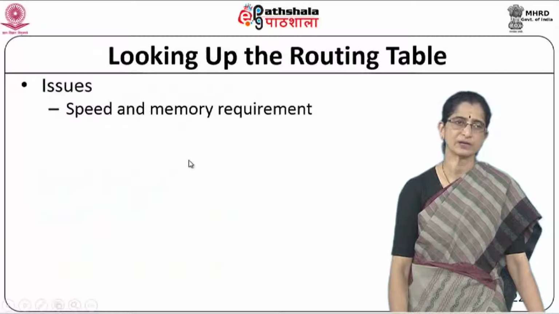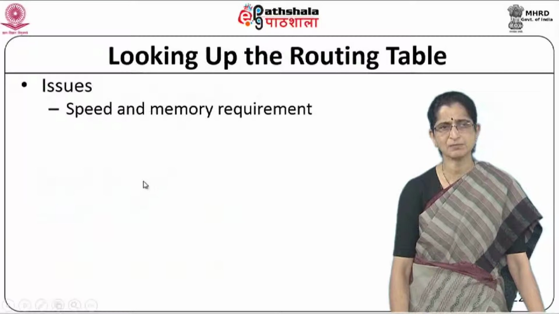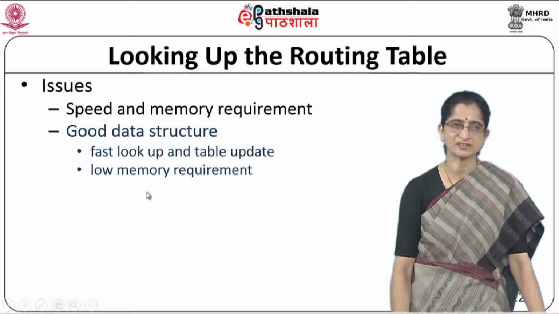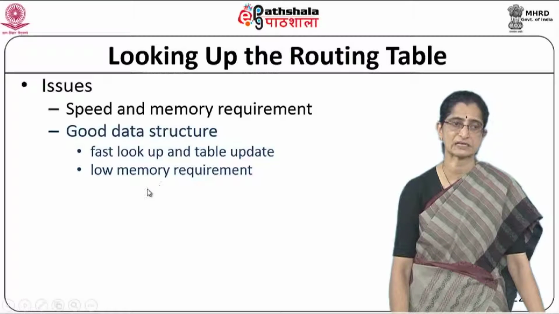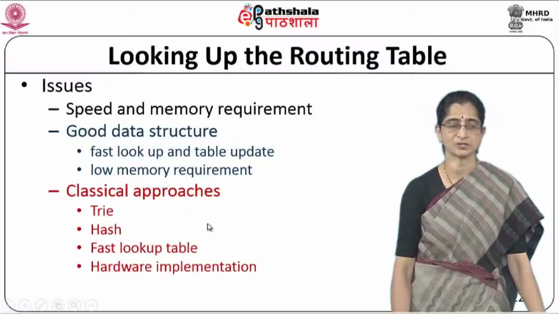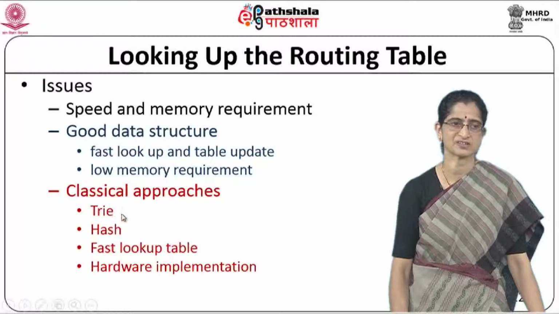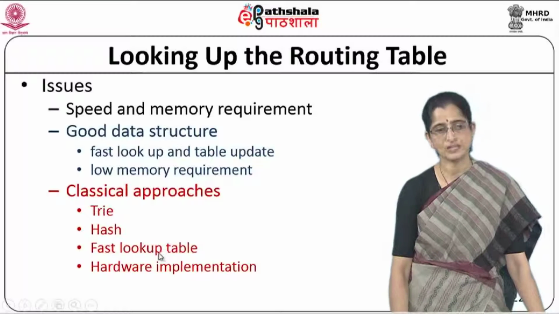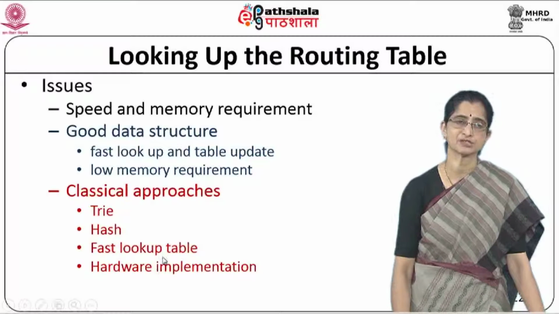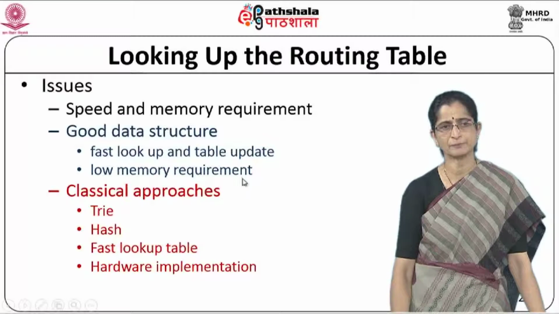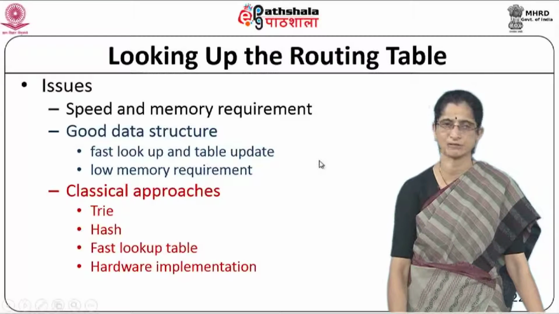When you are looking at the routing table to do this forwarding, there are some issues that are normally considered: speed, memory requirement, what kind of data structures are used, how fast the lookup has to take place, how much memory is required, and so on. There are different approaches used for this. You use different data structures, such as trie, hash, and fast lookup tables, and some hardware implementations are also used. So, this is basically an overview of how the routing issues have to be handled.